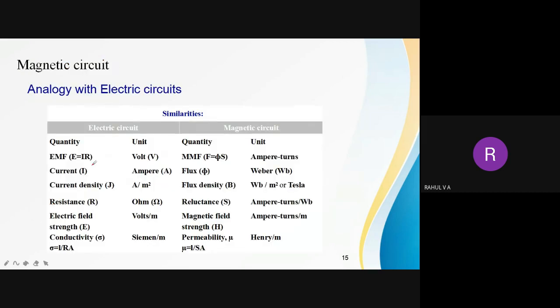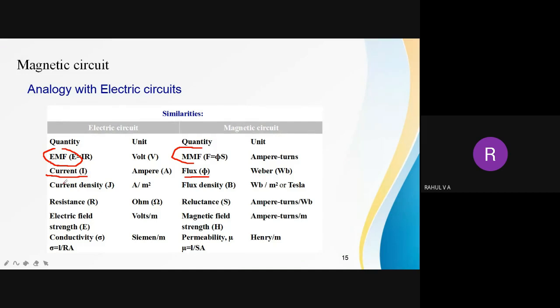Then we have compared the difference between electric circuit and magnetic circuit. So I'm going in a fast manner because we have already discussed. I just want to make you remember all these topics. So in electric circuit we have EMF. Similarly, in magnetic circuit we have MMF. And in electric circuit there is a current flow through the circuit, and likewise we have flux flow. Flux is actually building up.